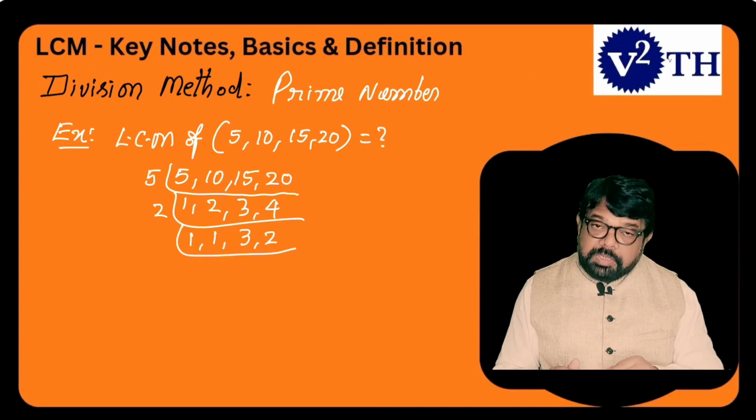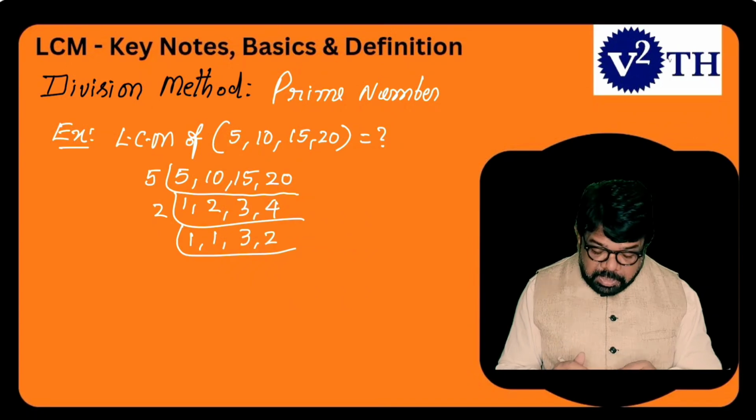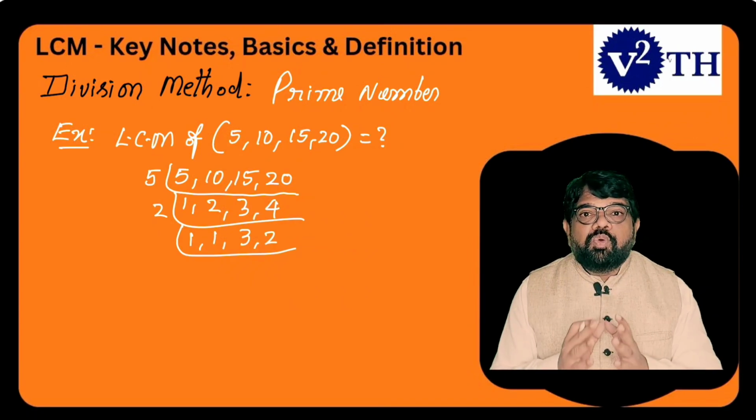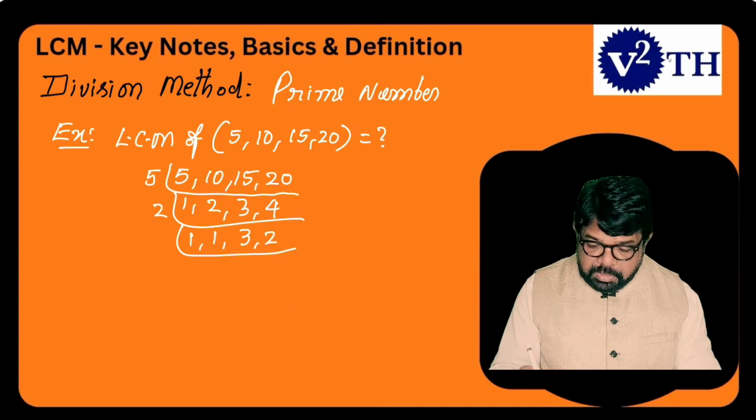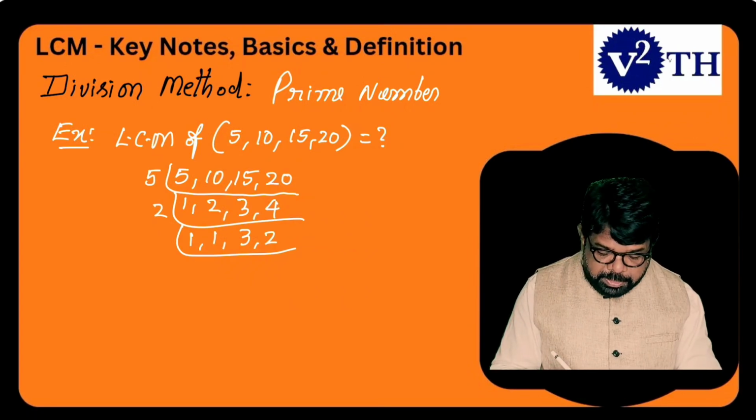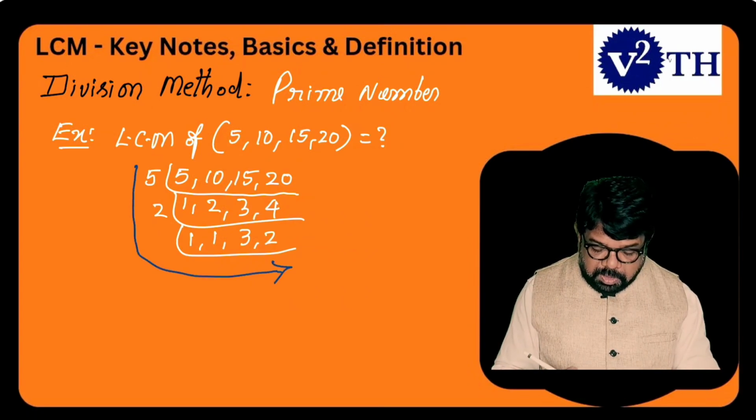Now if you take 2, that divides only 1 number here. If you take 3, that divides only 1 number here. So there is no prime number which divides at least 2 numbers now. Stop here and take the product of the last divisors.